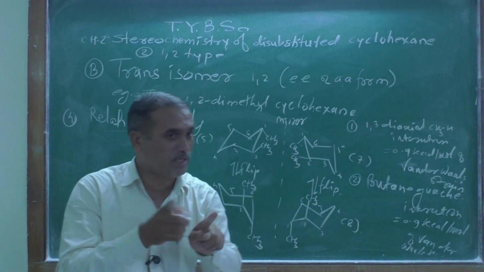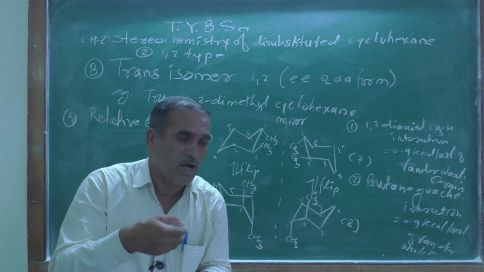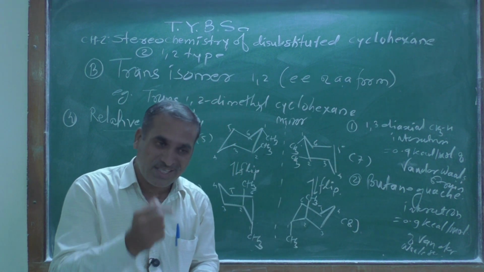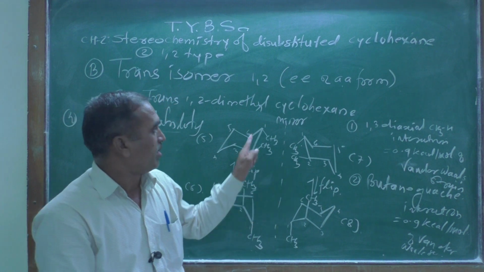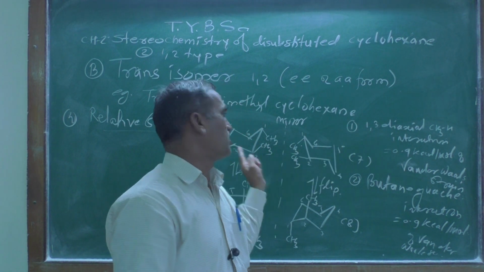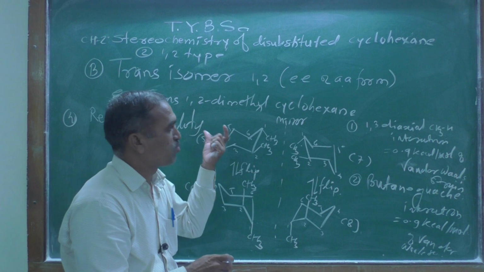Axial means if it is present at an equatorial position, how does it show the diaxial interaction? Because it is equatorial, and therefore EE means there is no 1,3 diaxial interaction present here, right? No 1,3 diaxial interaction present over there.